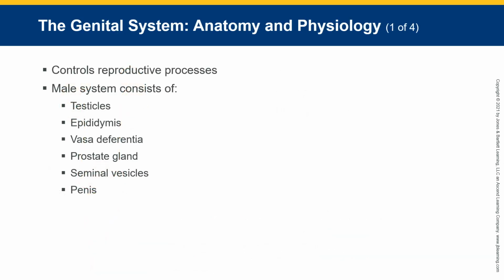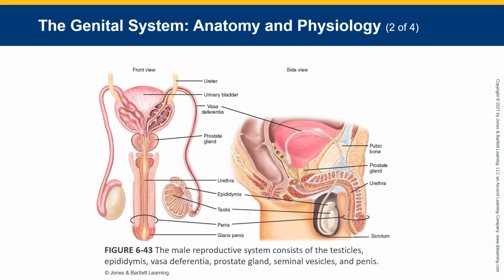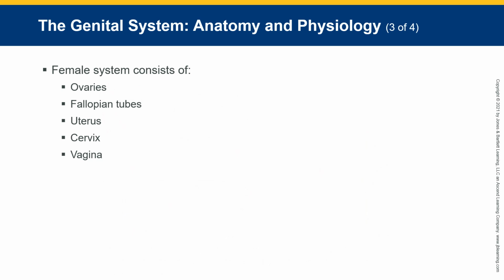Okay, the male system consists of the testicles, epididymis, vas deferens, prostate gland, seminal vesicles, and the penis. English is hard, y'all. The female system consists of the ovaries, fallopian tubes, uterus, cervix, and vagina.